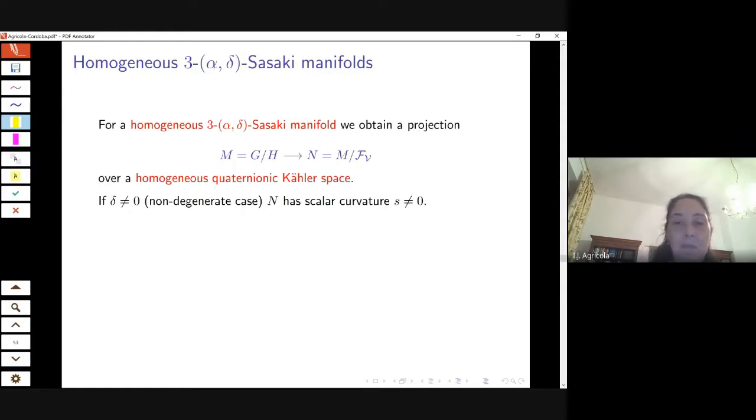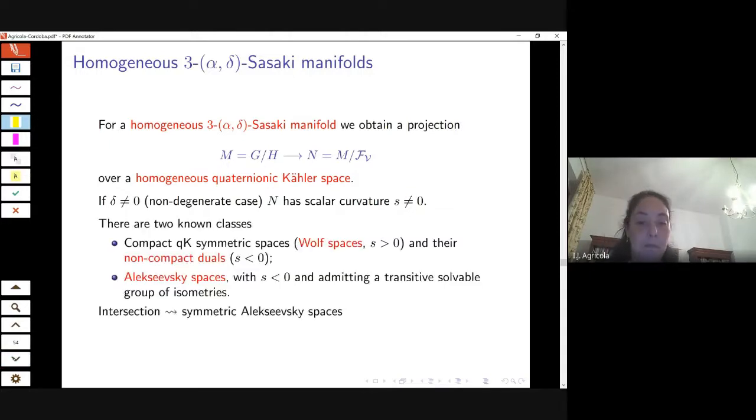Let's say something about the homogeneous case. So we know now that for a homogeneous free alpha-delta Sasaki manifold, we will get a projection onto a homogeneous quaternionic Kähler space. And if delta is not zero, then the base has non-vanishing scalar curvature. Now, what do we know about quaternionic Kähler manifolds, homogeneous ones? So there are basically two situations.